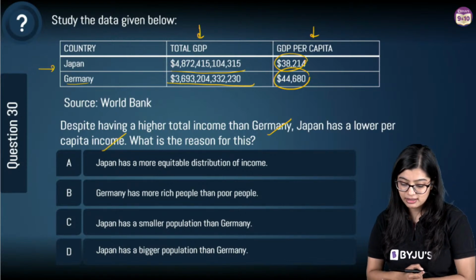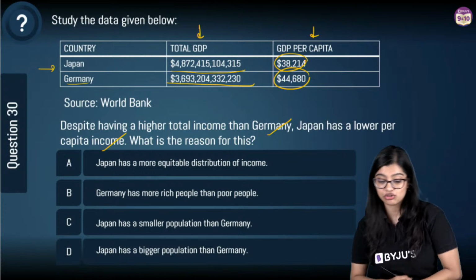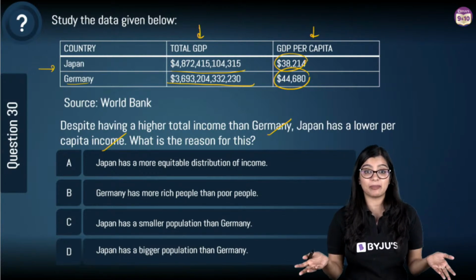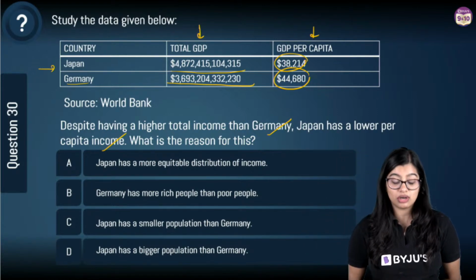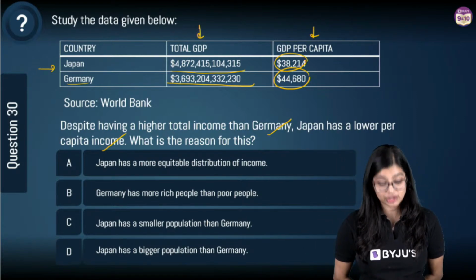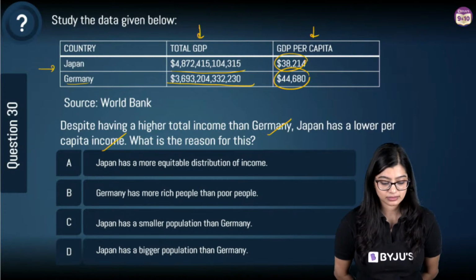What is the reason? Japan has more equitable distribution of income. Germany has more rich people, right? Japan has a smaller population, or Japan has a larger population.